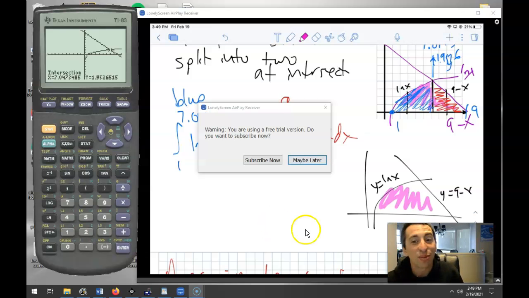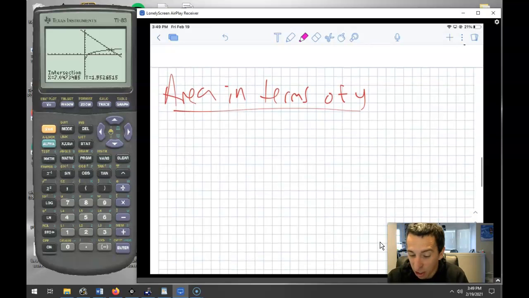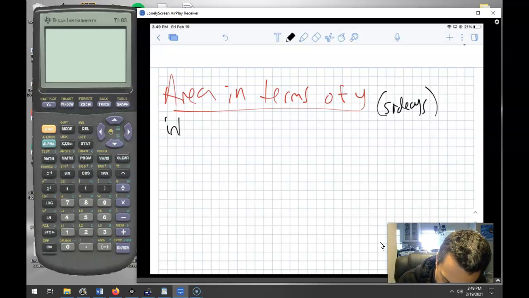Okay, so that's what we're going to do in this video: we're going to find out how to do this area in terms of y, basically going sideways. So instead of writing our integrals in terms of x, in this video, we're going to write them in terms of y. Okay, so here's how we do an integral in terms of y to find an area.